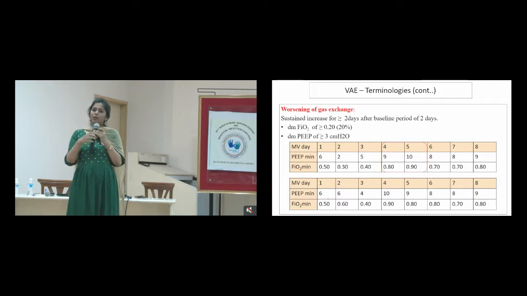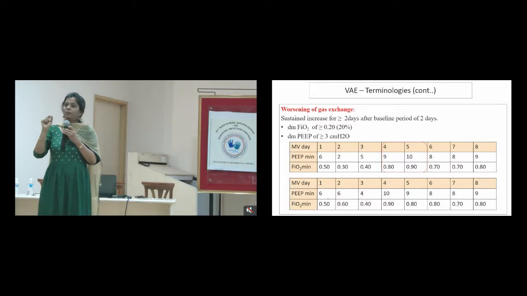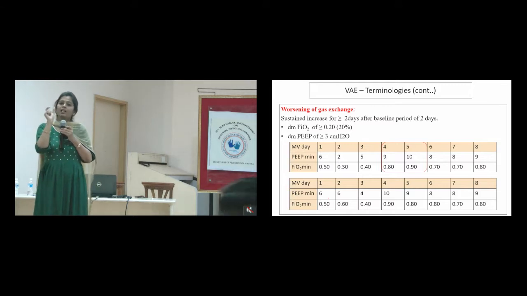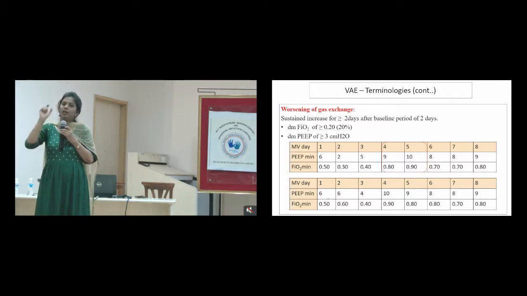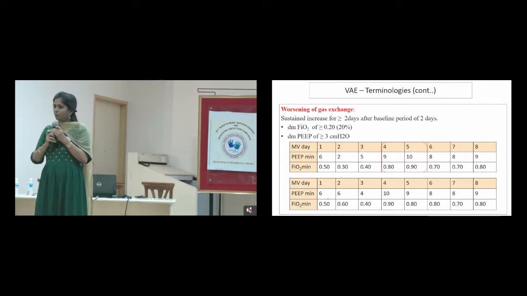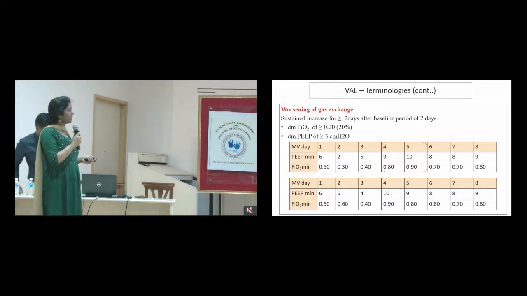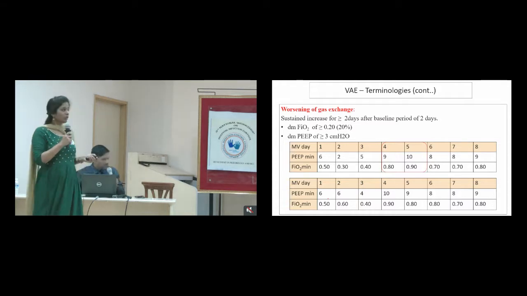Understood? When we are calculating the increase by 3 or more values, that is PEEP value raises by 3, the highest value of the baseline you should take, then the increase should be more than or equal to 3. Clear? So in this example, 6 and 4 is baseline, followed by which the jump is 10 and then 9. So your baseline period is mechanical ventilation day 2, day 3.